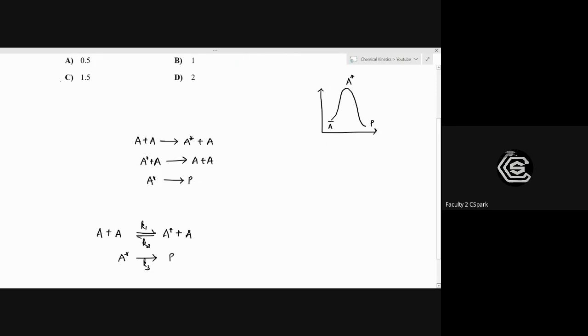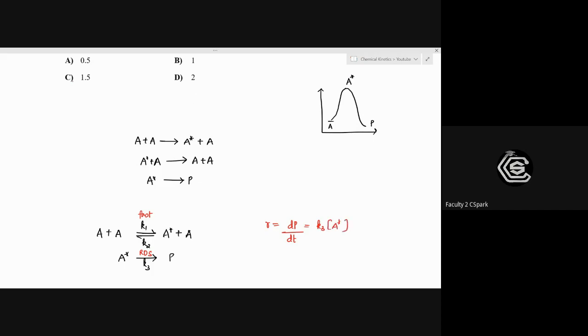We have to find the rate expression, correct, where it is not mentioned which is the rate determining step. As we know that this is fast comparatively, because it has to attain stability, it has to attain the equilibrium. So this would be the rate determining step. So what we have here is rate is equal to dP by dt in the form of the differential equation, and that would be equal to K3 into A star.